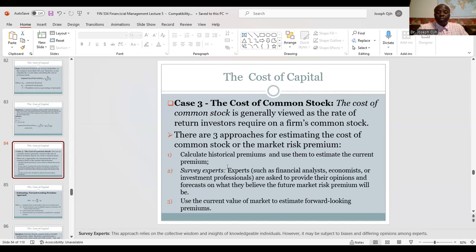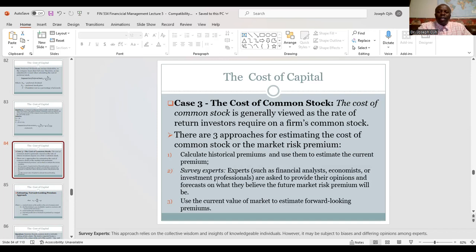So again, now the cost of common equity is usually viewed as the rate of return investors require on a firm's stock. Okay, so there are 3 methods we use when calculating the cost of common equity. I will show you the 3 approaches we use when estimating the cost of common stock, or what we sometimes call the market risk premium. The first thing to do is to calculate the historical premiums and use them to estimate the current premium.